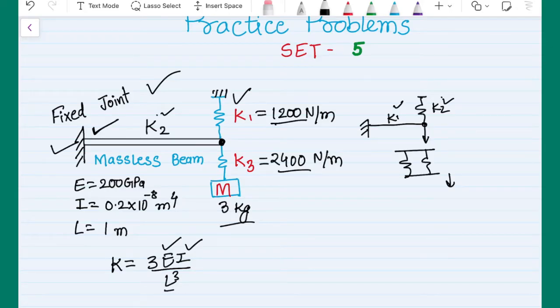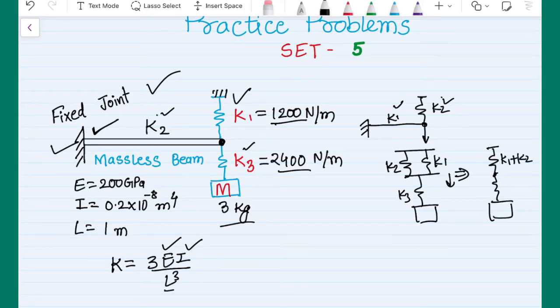and the system is then further connected in series with K3. So the equivalent system of the given one will be K1 and K2, and then we have K3. So I can further simplify my system by considering only two springs. This will become K1 plus K2, and this will be just K3, and my total stiffness will be 1 by K1 plus 1 by this summation, K3 in this summation.